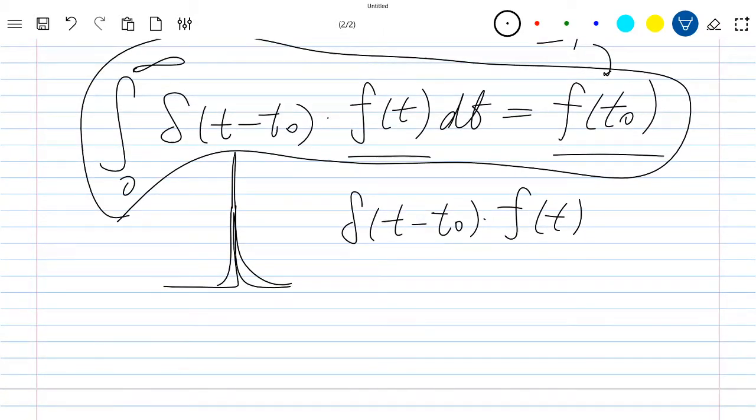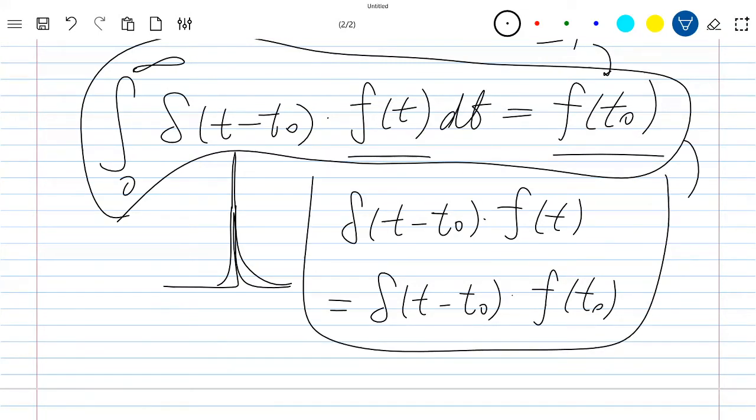And you can also say it in this way. If you multiply a delta function with a function, then you get a peak which is still at the same point, and the height is f of t0. So a delta function multiplied by a continuous function would just be another delta function, and this time it's the delta function times the height of that function at that point. Okay, so this and that are the two properties of the delta function.